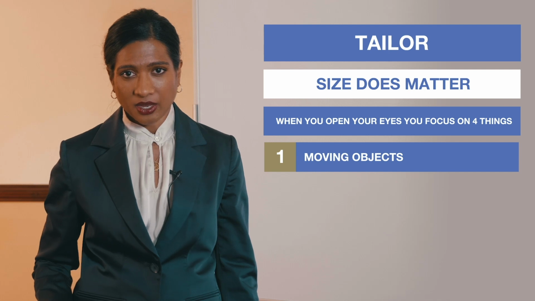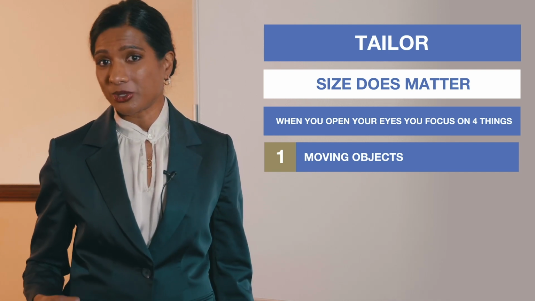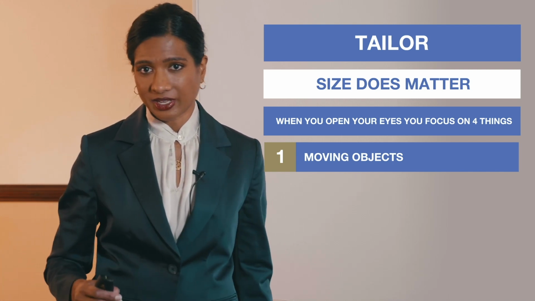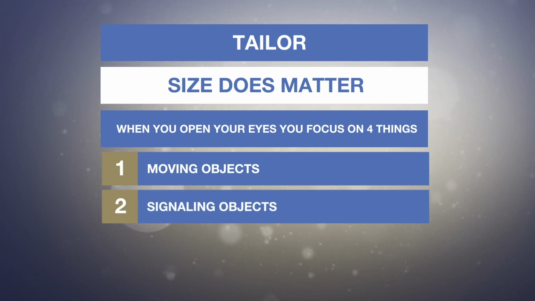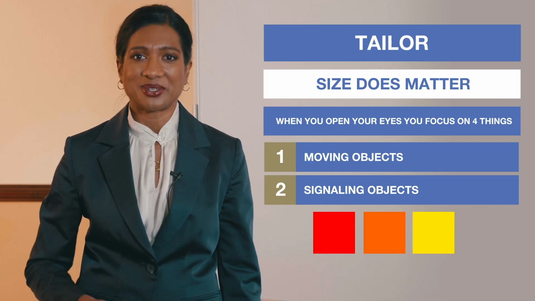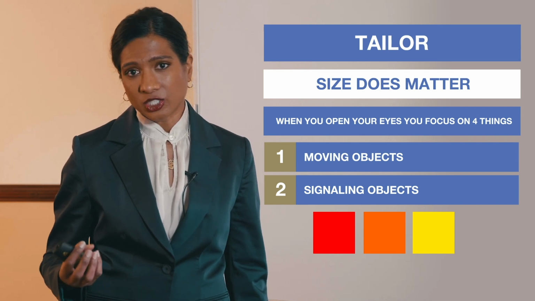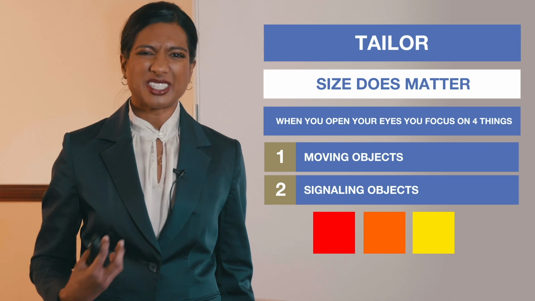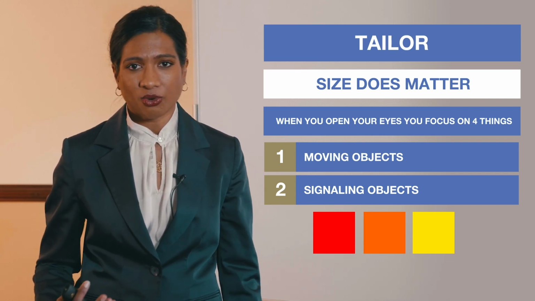Because as a speaker, when you're putting up a slide, you don't want to be moving excessively and you don't want to be using your hand gestures excessively because it creates this distraction on top of a busy slide. Number 2 is what is known as signaling objects, and this refers simply to the colors, red, orange, and yellow.